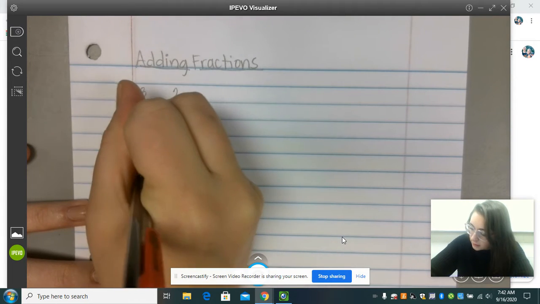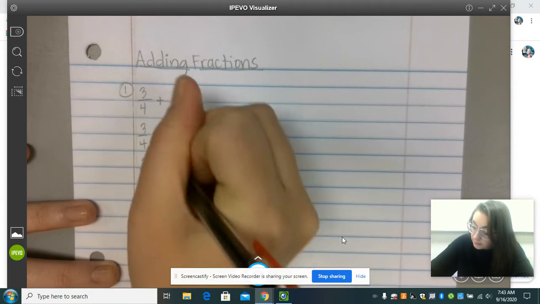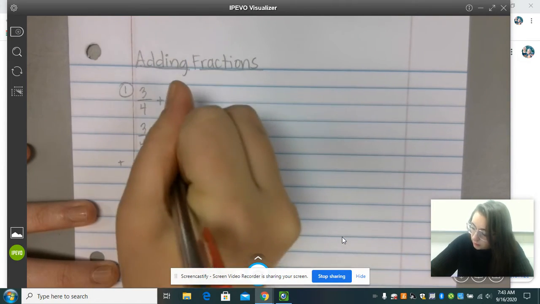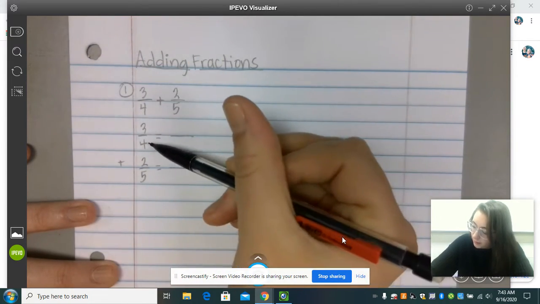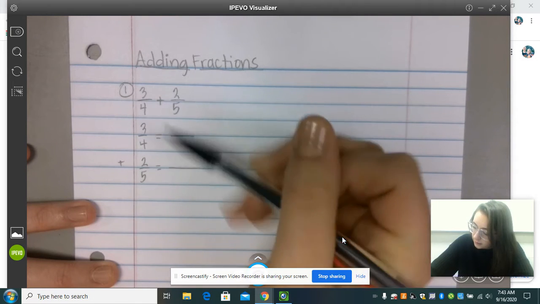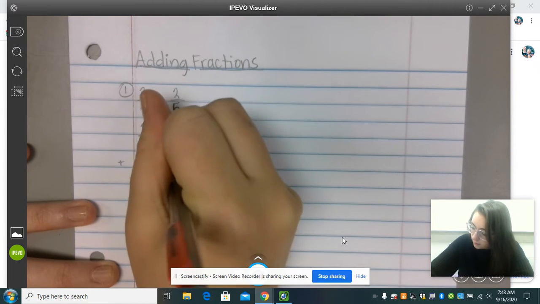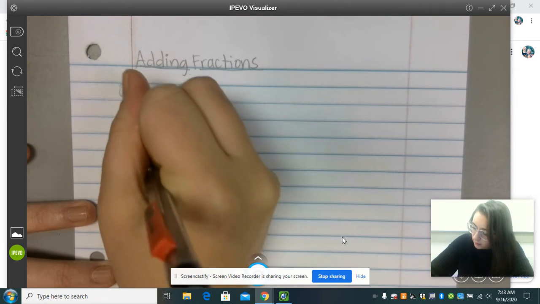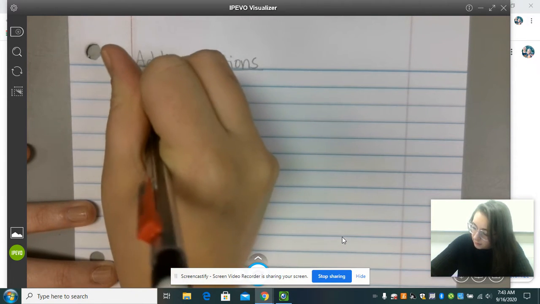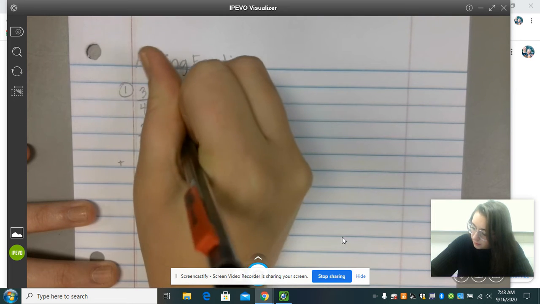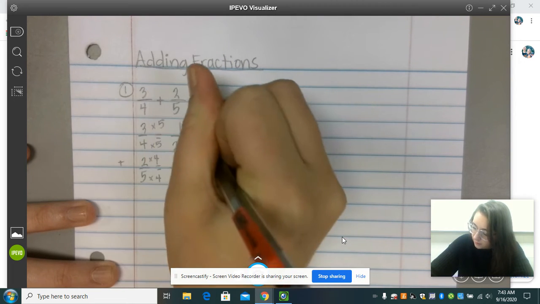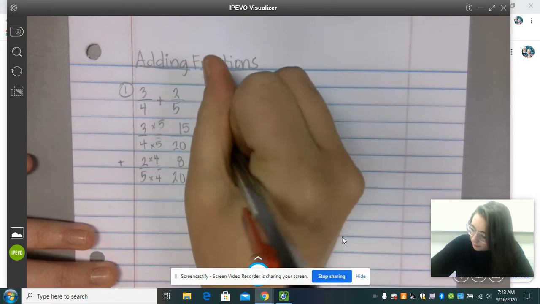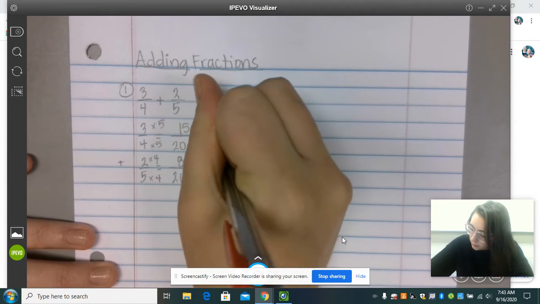Okay, these are fractions with different bases, or different denominators, excuse me. You should also rewrite them. So my least common multiple here, my least common denominator, is going to be 20. I multiply by 5 here, so I'm going to do the same thing. So that gives me 15, that gives me 8. 15 plus 8 is going to be 23 twentieths.